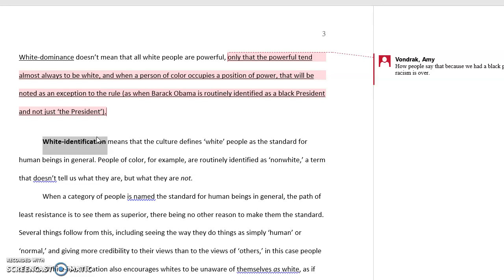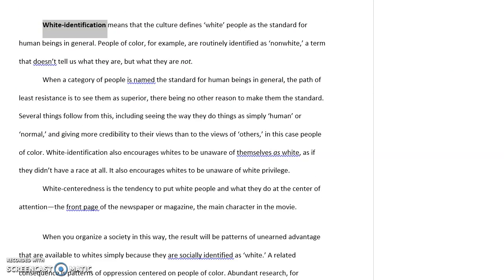White identification means that culture defines white people as the standard for human beings in general. People of color, for example, are routinely identified as non-white, a term that doesn't tell us what they are, but what they're not. Okay, that's very familiar. I'm going to underline that.